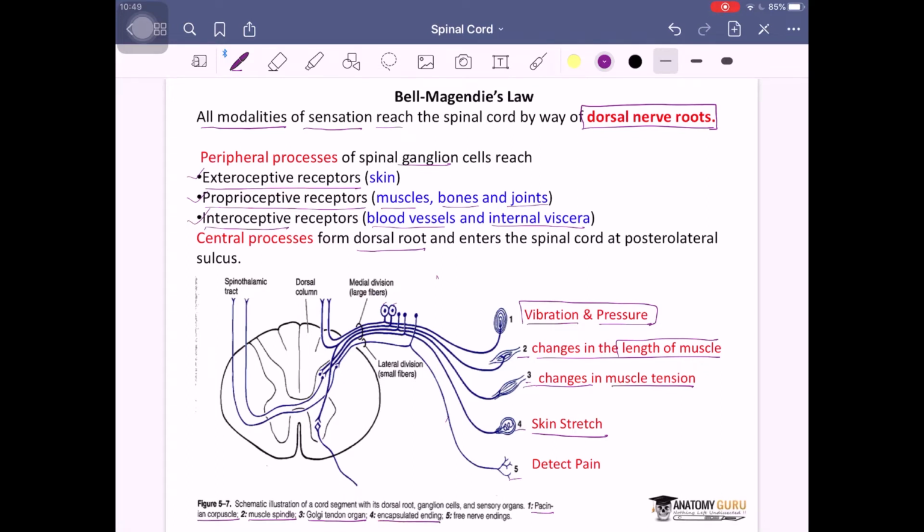The skin stretch information is brought about by a nerve ending which has a capsule around it, an encapsulated ending. And for pain there is no modification at the terminal, it is simply the free nerve ending. But here these are all the modifications: Pacinian, and here you have your muscle spindle, then there is a Golgi tendon organ, and this is some fine ending. So these are very specialized, but this one is totally basic, a naked nerve ending which is responsible for detecting pain.